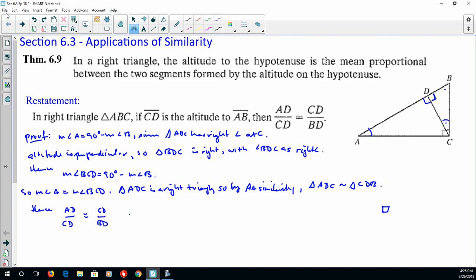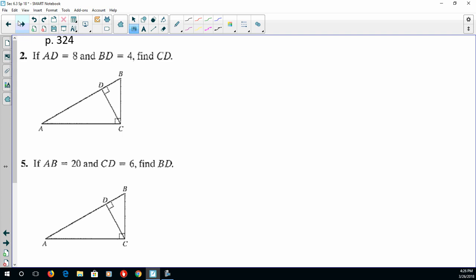Okay, let's do an example or two. AD equals 8, BD equals 4, find CD. So AD is 8, this is 4, and this is what we're after here. Well, the previous theorem tells us how to set up our equation. It said AD is to CD as CD is to BD, because CD is the mean proportional to the two segments formed on the hypotenuse.